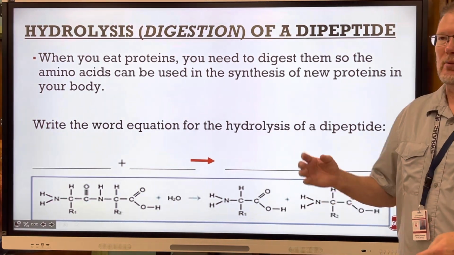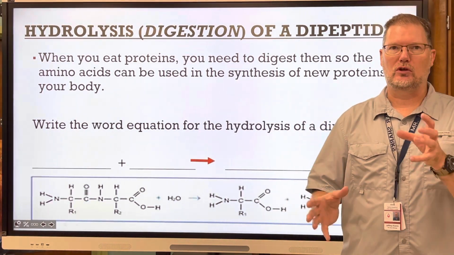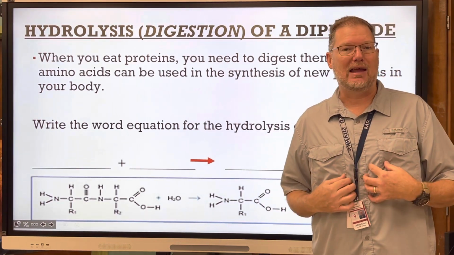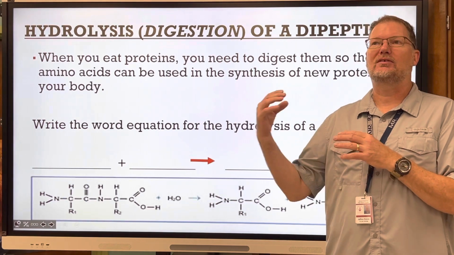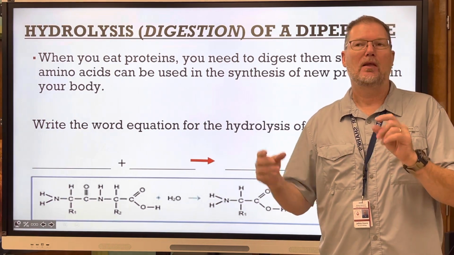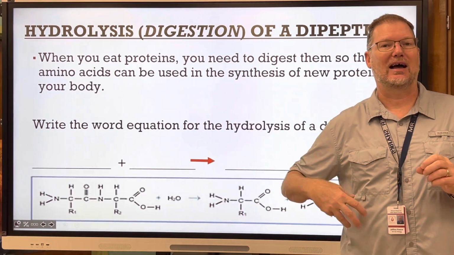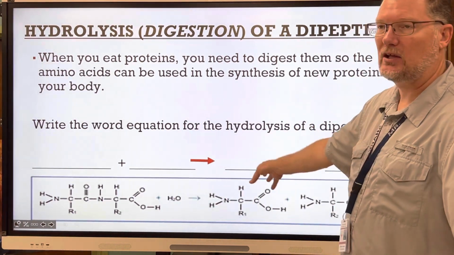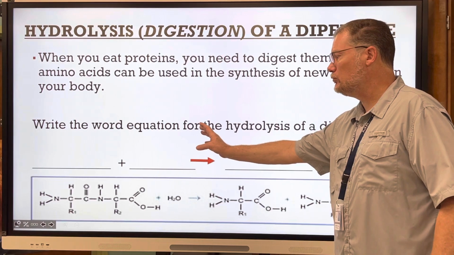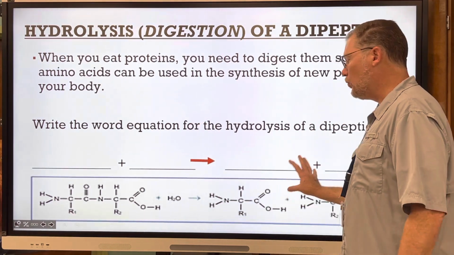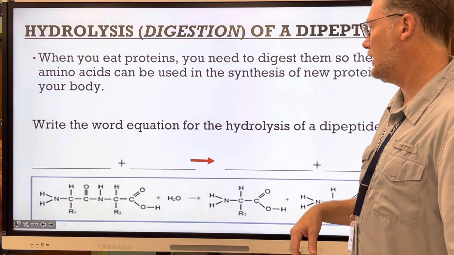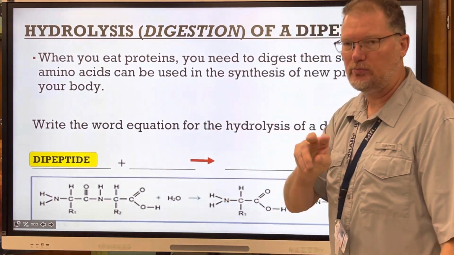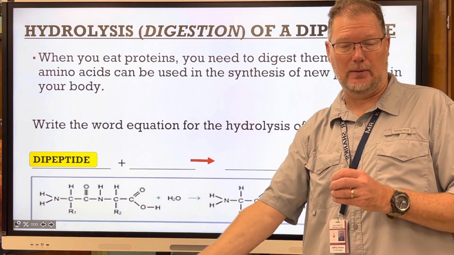Okay? So remember, there are amino acids that your body makes, and then there are amino acids that you can't make that have to come from outside of your body. Okay? So this is breaking down the ones you ate to make the ones that you need in your body. Okay? So you've got the dipeptide, two. A polypeptide would be many, right?